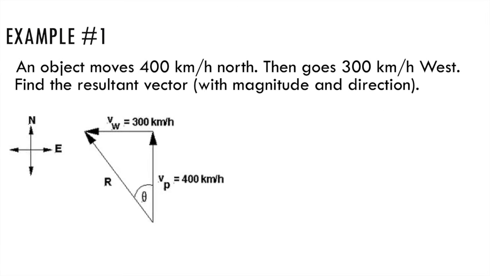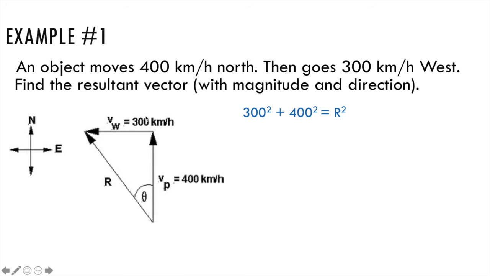We've got an object that moves 400 kilometers per hour north and then goes 300 kilometers per hour west. We want to find the resultant vector. And this means I've got magnitude and direction. Don't just do half of it. So first step is sketching out, but I've already done that for you. And then do Pythagorean theorem.